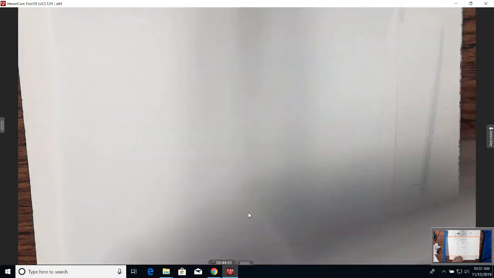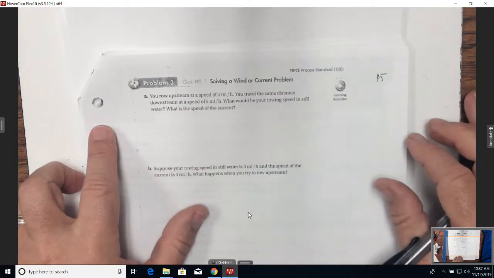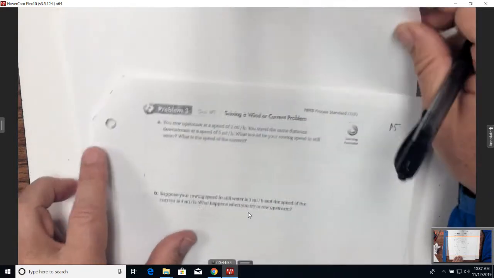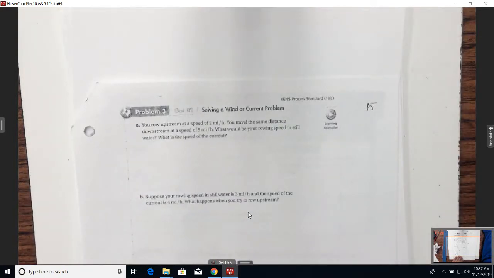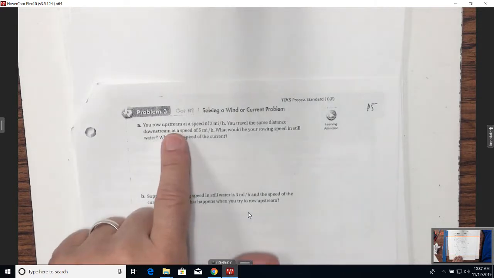That's the same way as this next problem. If I'm rowing a boat against the current, it pushes against me, which makes me slower. With the current will push you and make you go faster, right? That's what this next problem's talking about.